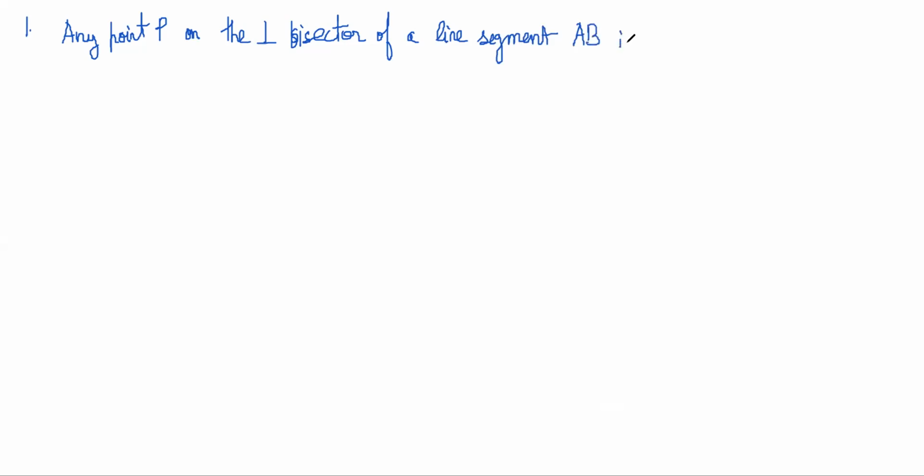Any point P on the perpendicular bisector of a line segment AB is equidistant from the end points A and B. So this is going to be used in the circumcenter, right?